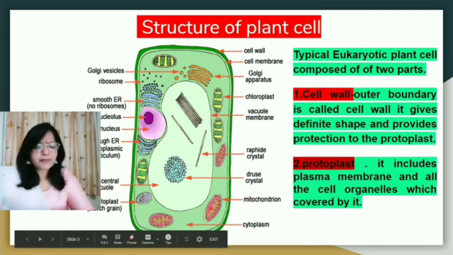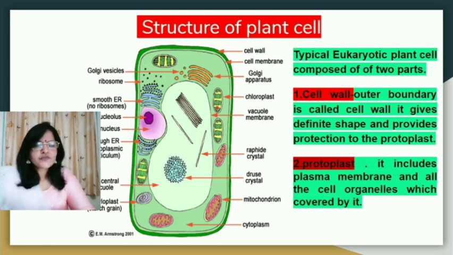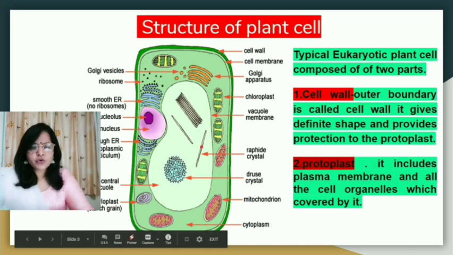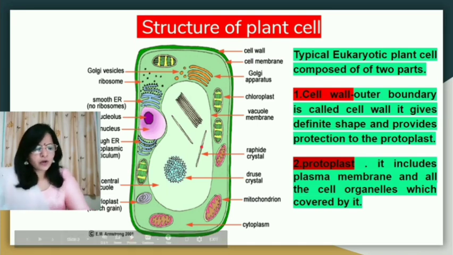Mitochondria is the powerhouse of the cell. Chloroplast is the site of photosynthesis. This is the Golgi complex, and this is the nucleus, and it controls all the metabolic activity of the cell. And these are the endoplasmic reticulum, rough endoplasmic reticulum and smooth endoplasmic reticulum, and a centrally located large vacuole, and some starch grains, etc. are also present over here.